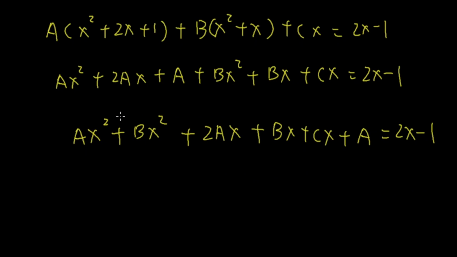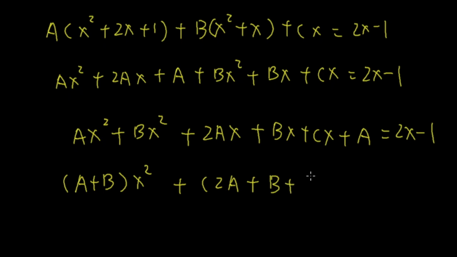Okay, now let's take out the coefficients here. So we have A plus B times x squared, so this part here, plus here, this one will be 2A plus B plus C times x. Okay, that's just A, right? That's equal to 2x minus 1.